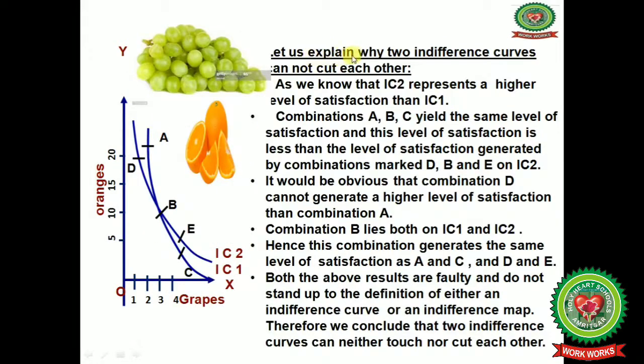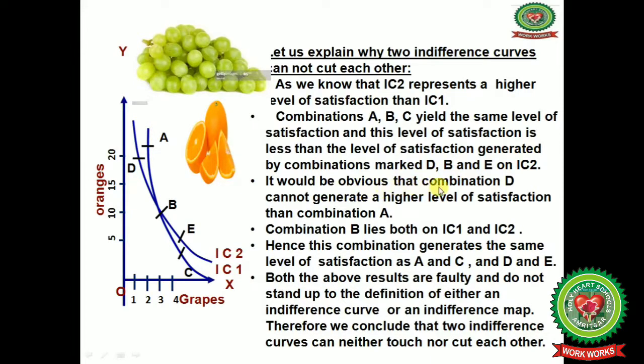Let us explain why two indifference curves cannot cut each other. As we know, IC2 represents a higher level of satisfaction than IC1. Combinations A, B, C yield the same level of satisfaction, and this level of satisfaction is less than the level of satisfaction generated by the combinations marked D, B and E on the IC2 curve.